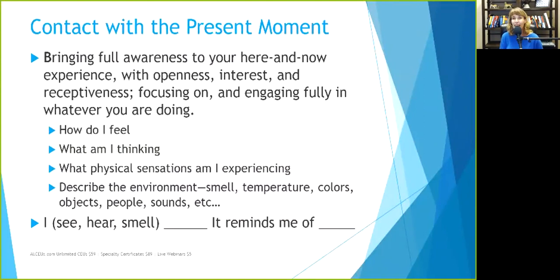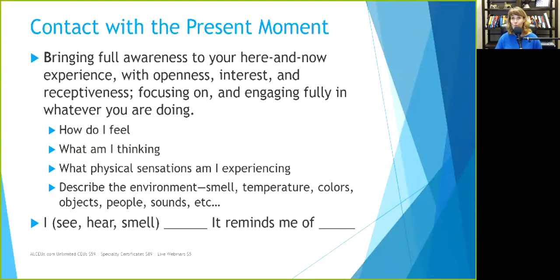Challenge yourself to take a break every hour or every 2 hours. Not everybody has the luxury of having an hour to do it. Go through these and just bring full awareness to the here and now for a week. Every hour throughout the day that you're awake for a week, practice becoming in contact with the present moment. See what happens. It may not have any effect, but my guess is it will.